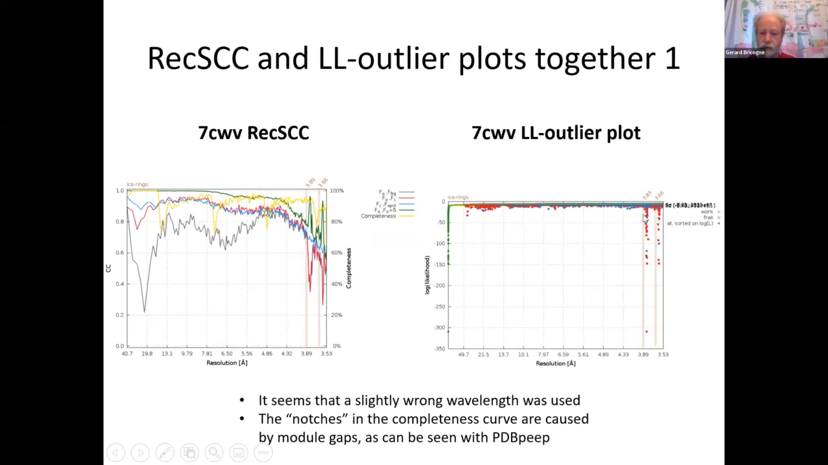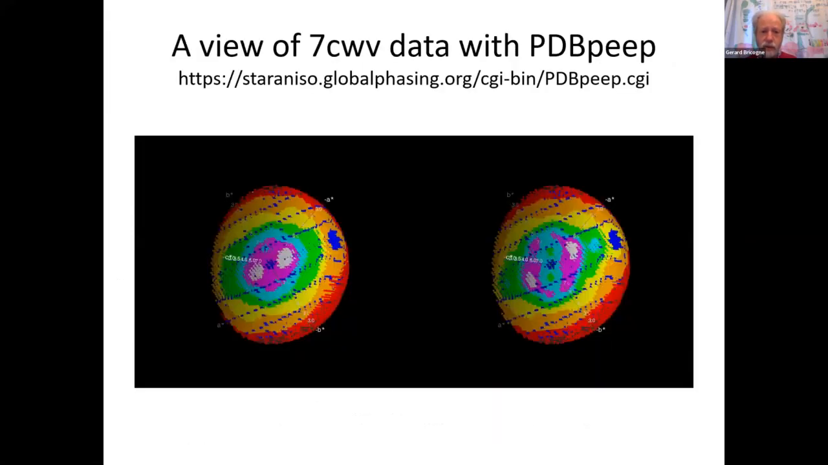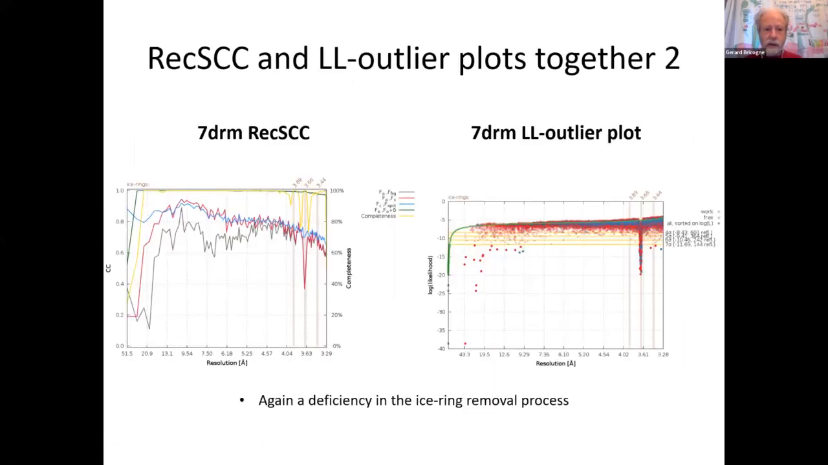Regarding those notches and module gaps, this is a picture that you can get by looking at the deposited data in PDB PEEP. And you see that indeed there are tiger stripes, as we call them. In fact, concentric cylinders of missing data around the cusp, because this is in P1 and somehow the beam was not off-centered from a center of symmetry of the module gaps. Okay, another example here.